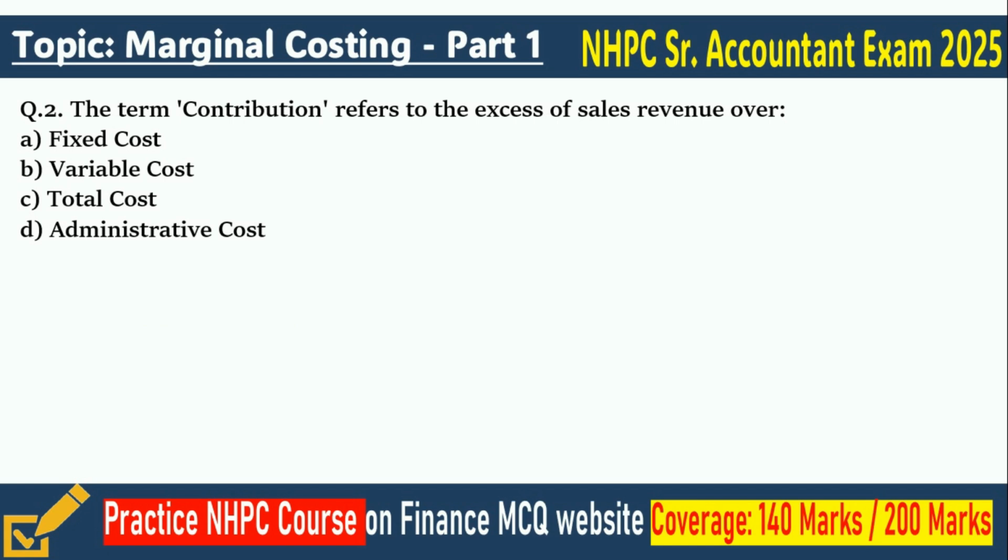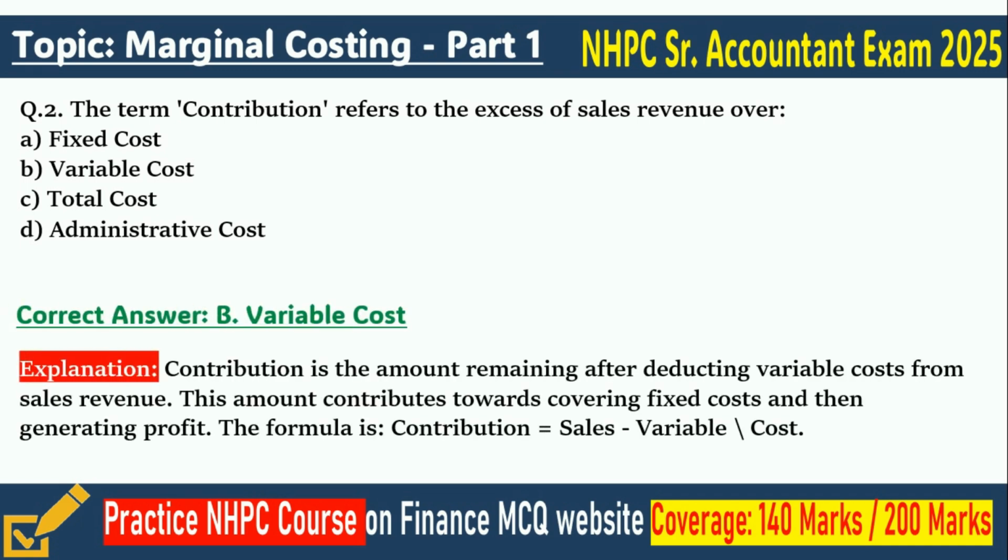Friends, next question. The term contribution refers to the excess of sales revenue over option A, fixed cost. Option B, variable cost. Option C, total cost. Option D, administrative cost. So friends, here the correct answer is option B, variable cost. Contribution is the amount remaining after deducting variable cost from the sales revenue. This amount contributes toward covering fixed cost and then generating profit. So the formula is contribution equals sales minus variable cost.